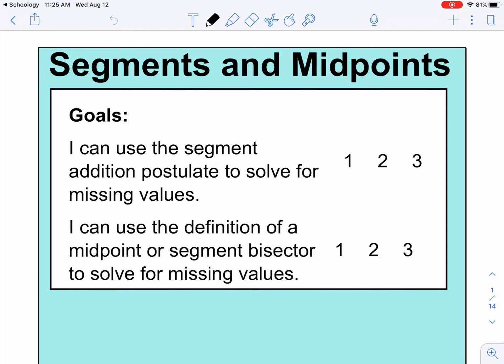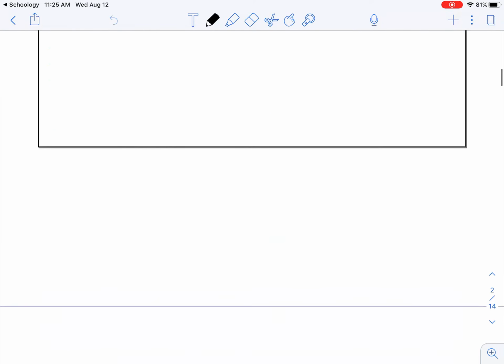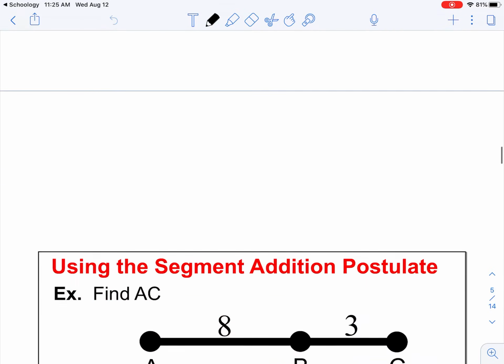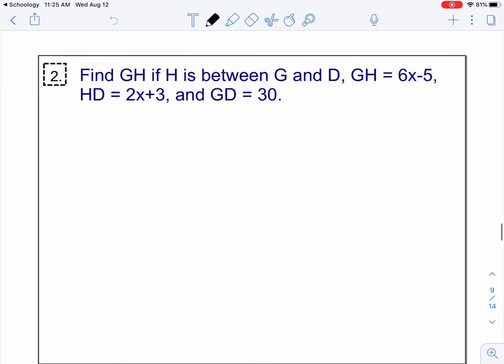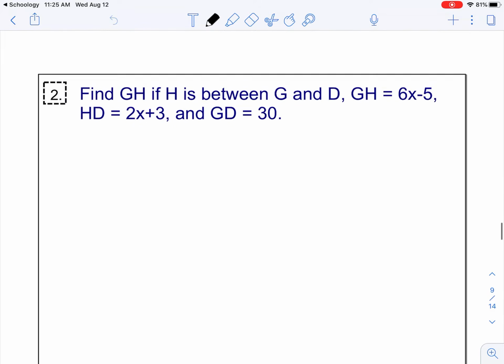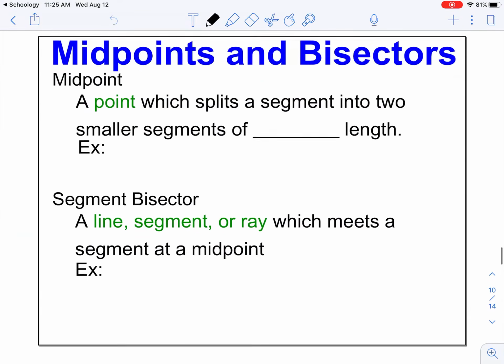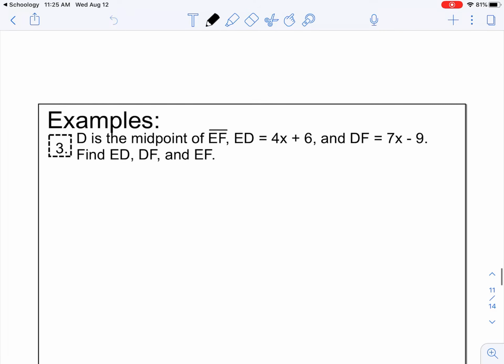Next, I can use the definition of a midpoint or a segment bisector to solve for missing values. If you're not sure what that means, I can fast forward here. Let's see where the midpoints are. Here we go. This problem right here. Do you know how to do that? And I don't mean like, do you know that a midpoint means it's in the middle? I mean, can you solve that problem?